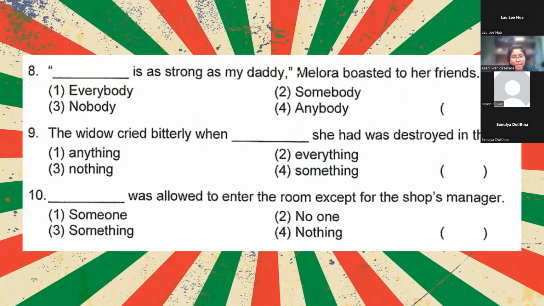Blank is as strong as my daddy, Melora boasted to her friends. What's the answer? Nobody. Okay. Any other answers? Okay, so everyone agrees that it's nobody, right? Why is it not everybody? It's a positive sentence.